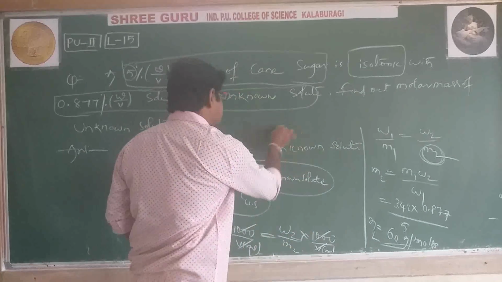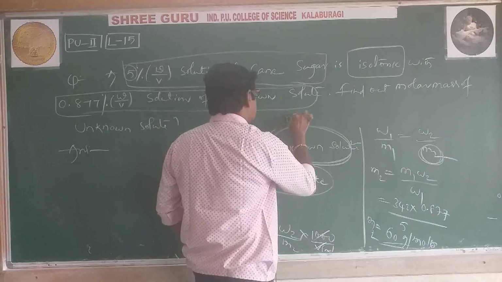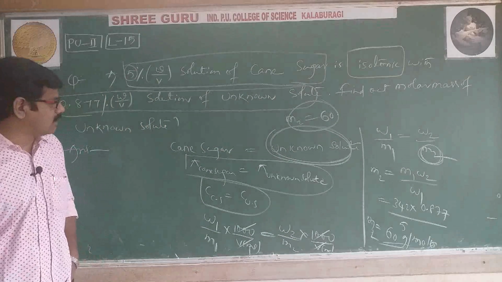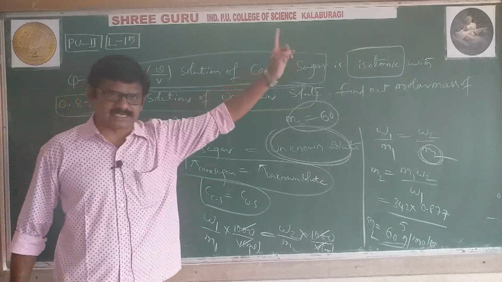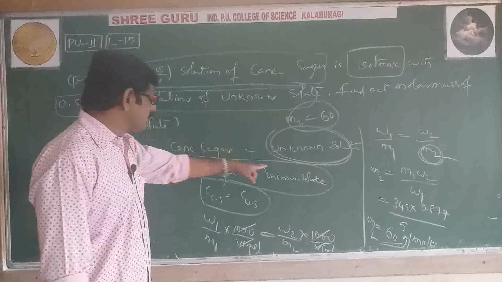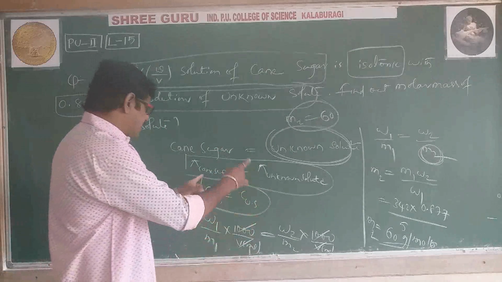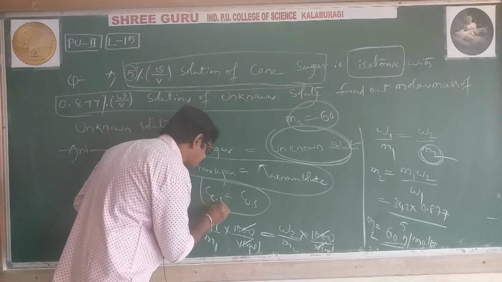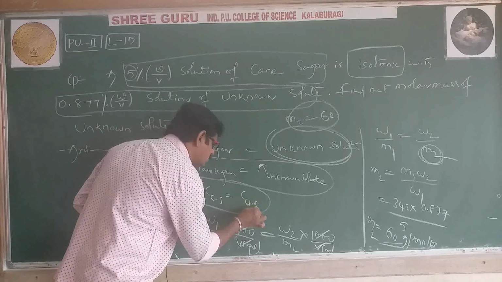This unknown solute's molar mass we are getting as 60. How are we getting it? Because both are isotonic, as mentioned. Both osmotic pressures are the same, and simultaneously the concentrations are the same. It is cane sugar. No confusion. It is the unknown solute.